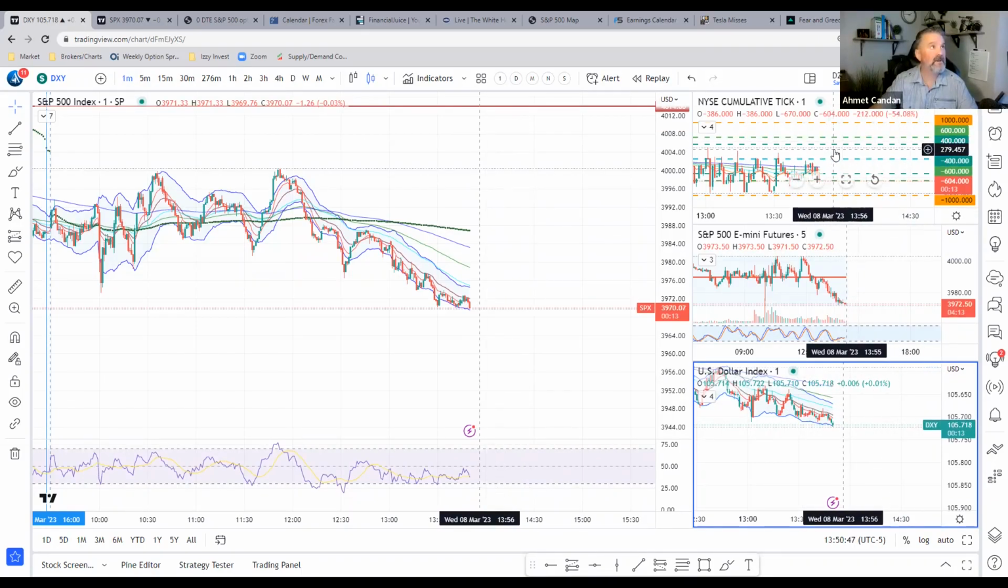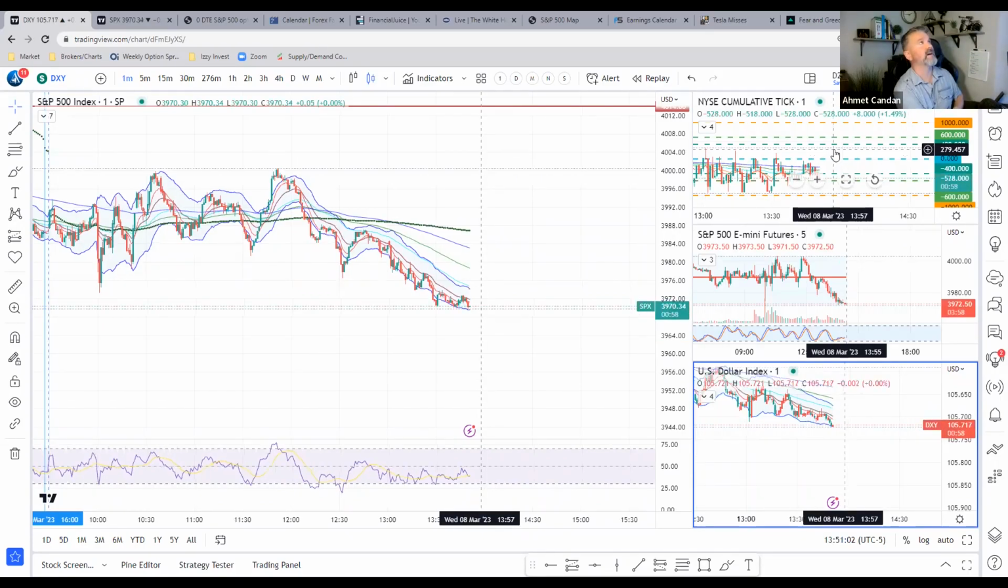In TradingView, I watch the cumulative tick. On TradingView, I watch the regular tick, and I also watch the tick on the QQQ. On ThinkOrSwim, I watch the regular tick, and I watch the tick on the QQQ as well. Now, give me a second.